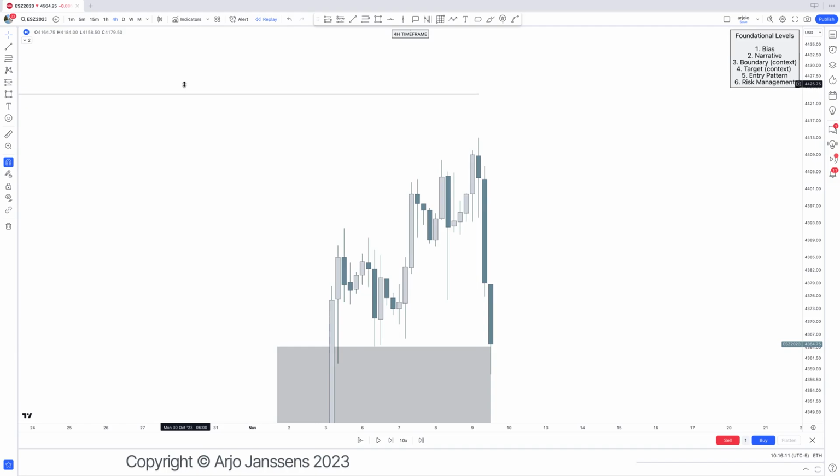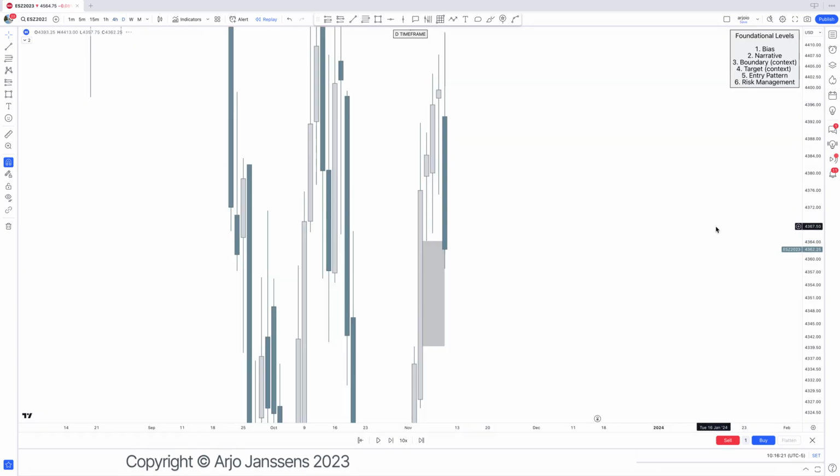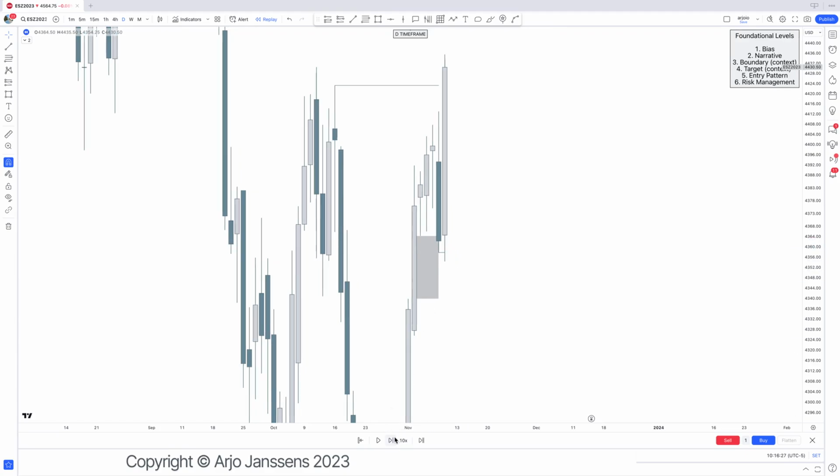So then the next step is we are coming into this daily fair value gap. Now, this is again where I would expect a previous day low sweep to then continue higher off of that. Why a previous day low sweep to then continue higher off of that?